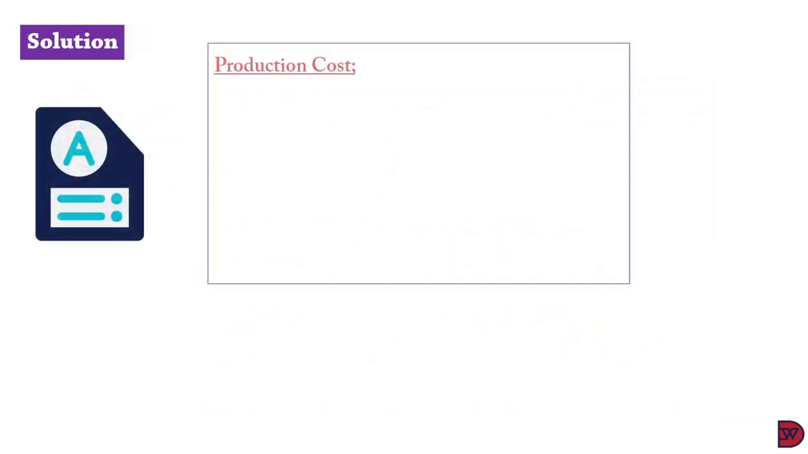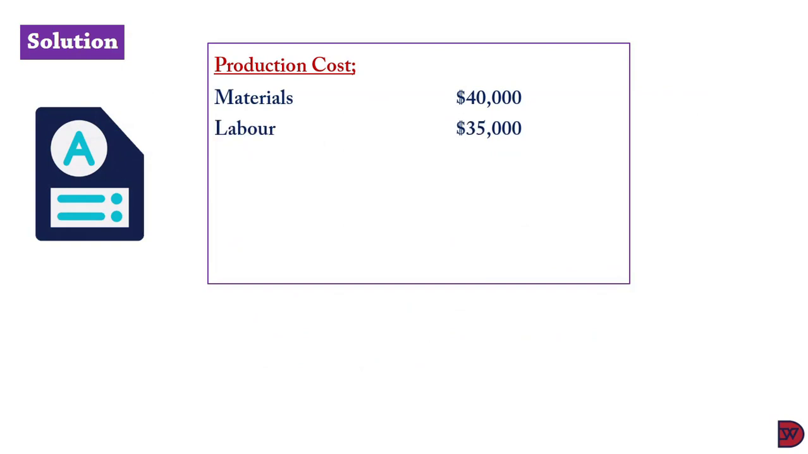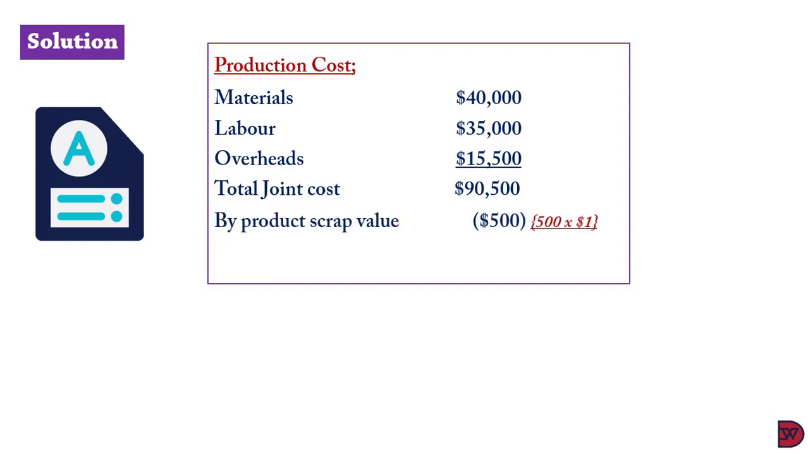For the solution, the production cost: material $40,000, labor $35,000, overheads of $15,500, giving a total joint cost of $90,500. Now the byproduct scrap value is $500, that is the 500 quantity produced at its scrap value of $1. So the net cost is now $90,000. This is what is going to be split on a physical basis to the two joint products.